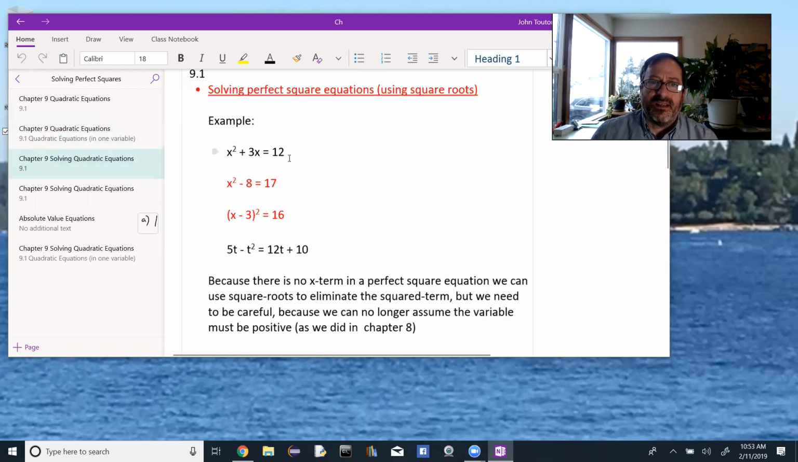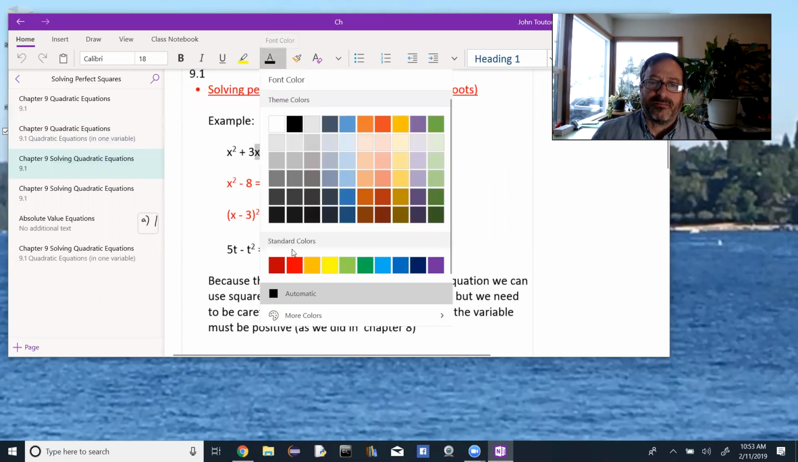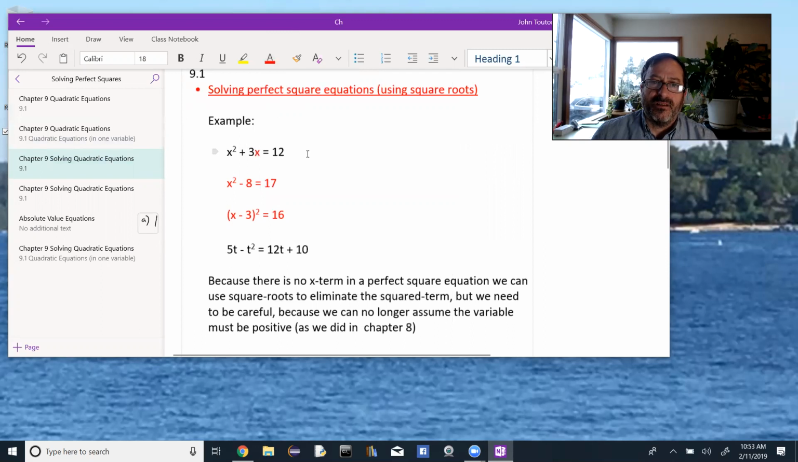So the first one is not, because it has an x right here. So no. The second one is, there's no x term and it has an x squared there. The third one is also a perfect square because it has a quantity x minus 3 squared and there's no other x term floating around. And the last one is not. It has several t terms, one there, one there. So no.